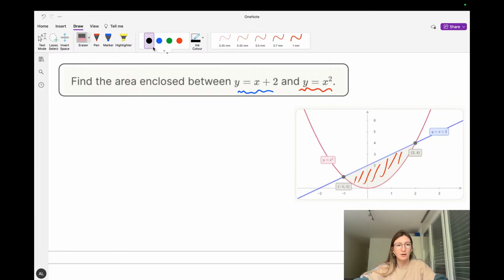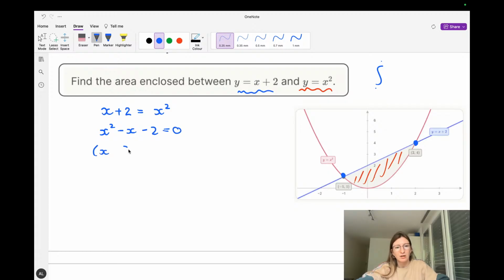So you always need to start with finding where these two graphs intersect. I'm going to take my first graph, x plus 2, equals my other graph, x squared, this one equals this one. That's always how you find your intersection points. So we want to find these values, our lower and upper bounds for our integral, where it goes from there to there. I can see this is a quadratic. Let's move everything over to one side and factorize or use the quadratic formula, whichever you're more comfortable with.